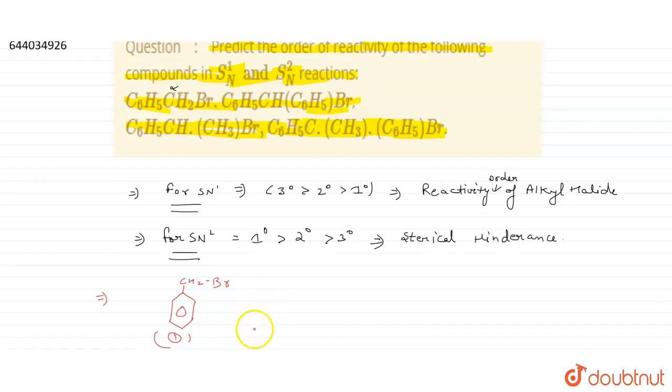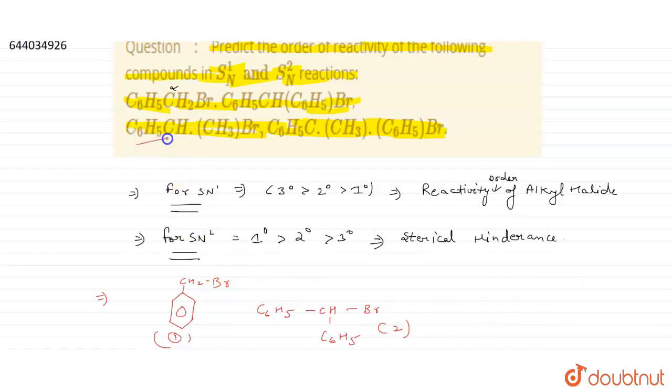So we have C6H5CH C6H5Br. I am writing the molecular formula only. You can also draw the structure of this. So this is the second compound we have in the options in the question.